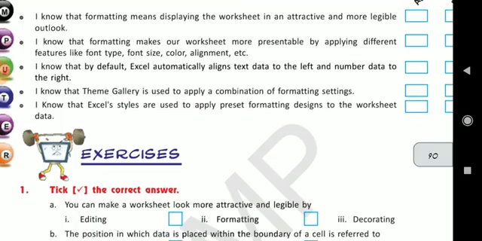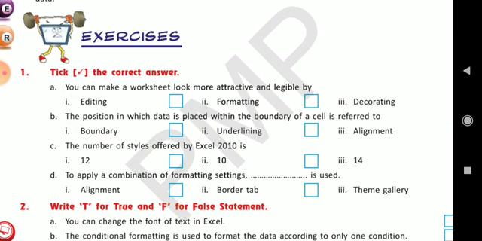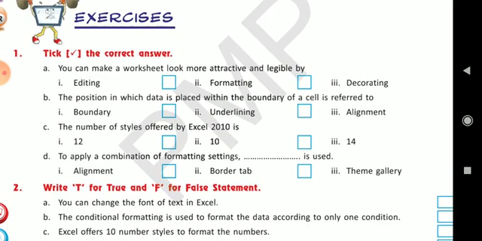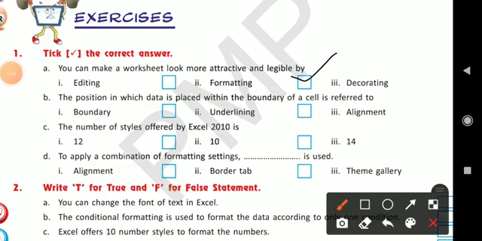Now, take the correct answer. You can make a worksheet look more attractive and legible by... How can you make it? Just while starting the chapter, we read a line that formatting makes your worksheet look more attractive and legible. So the answer is formatting. The position in which data is placed within the boundary of a cell is referred to.